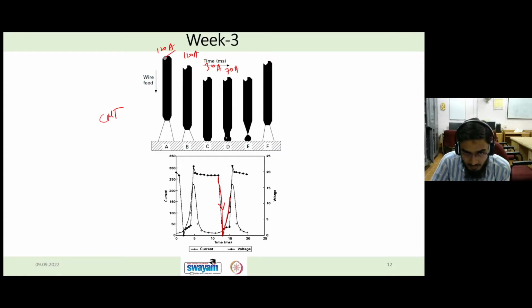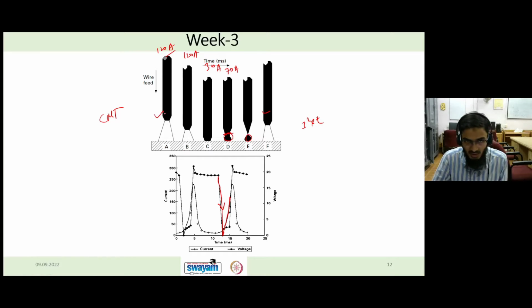By increasing the current at the neck, which is forming in the metal droplet, the resistance of this neck will give Joule heating, that is I square RT. Due to this resistance heating at the neck, the droplet will form a globule like this, and it will get detached, and then again go back to the normal position like here. So this is how the metal droplet gets transferred.